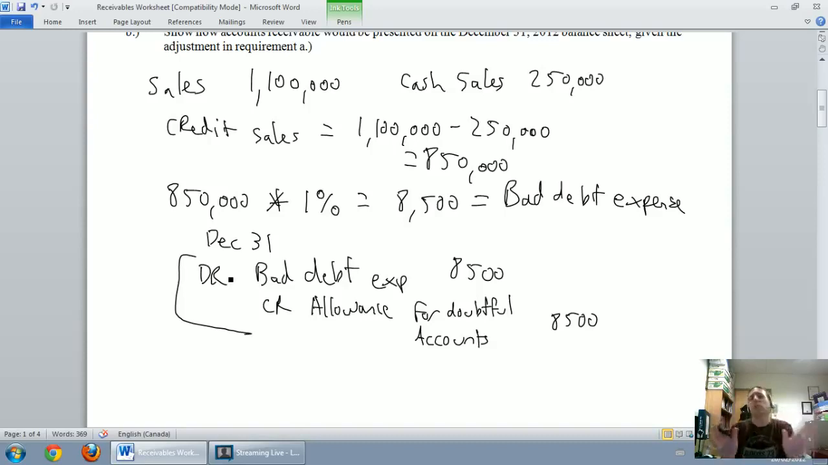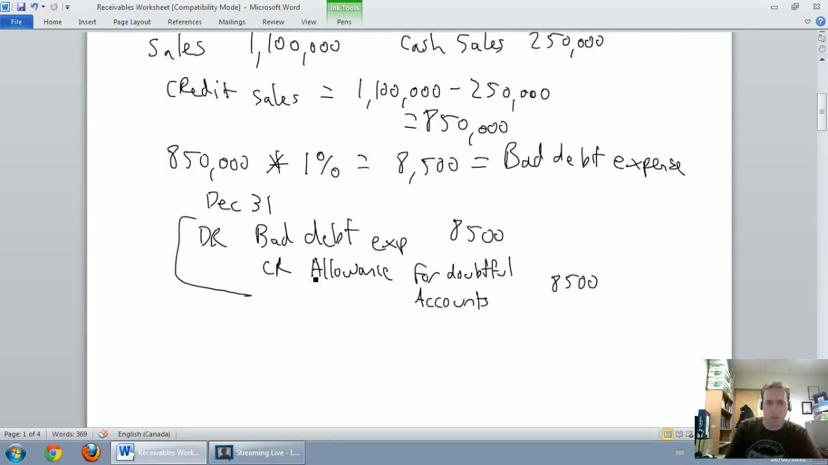You might use different terminology. You have to read your textbook. Sometimes they call it uncollectible account expense, and I've seen allowance for uncollectible accounts. You might have that word or some other word, but the journal entry should take that same form. So in this case, we've got debit bad debt expense, credit allowance for doubtful accounts. Okay, so what I want to do is update my allowance for doubtful accounts T account.